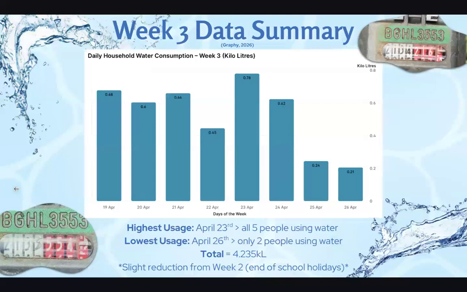Week 3 data showed a slight drop in total water use compared to week 2. The highest use was on April 23rd at 0.779 kiloliters, where 5 people were home. Water use dropped on April 25th and 26th when only 2 people were home. The weekly use was about 4.235 kiloliters.